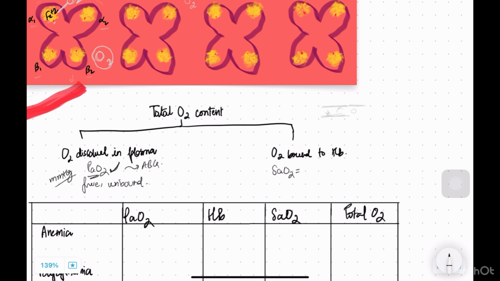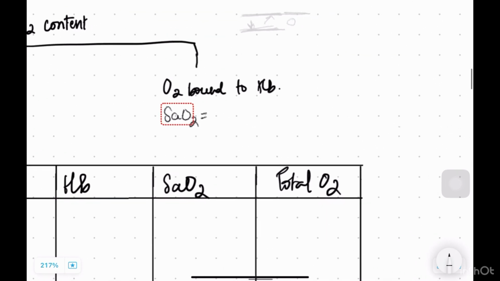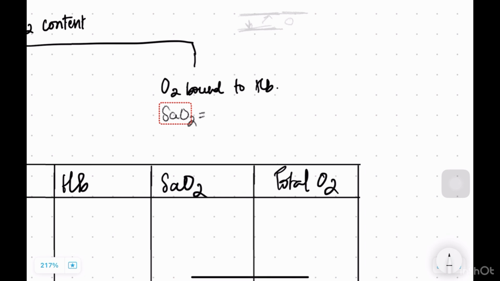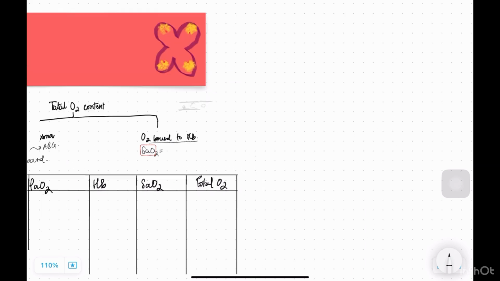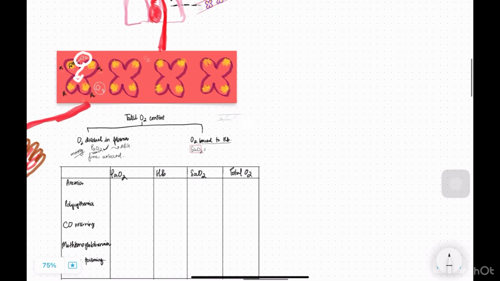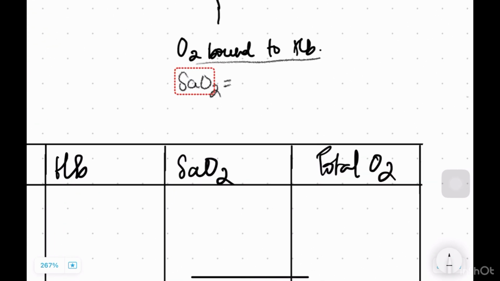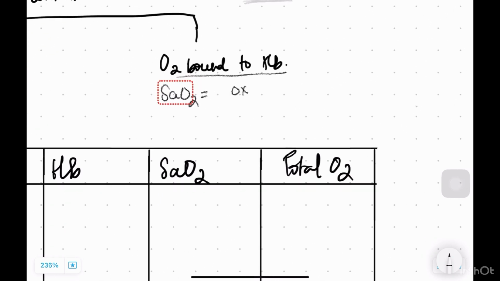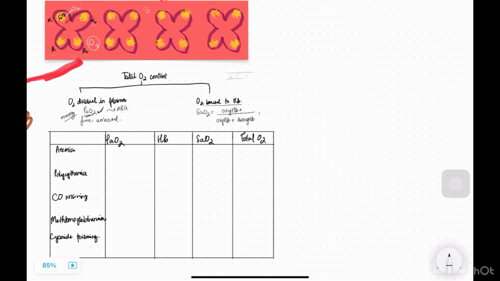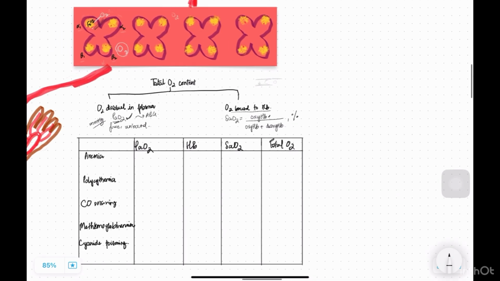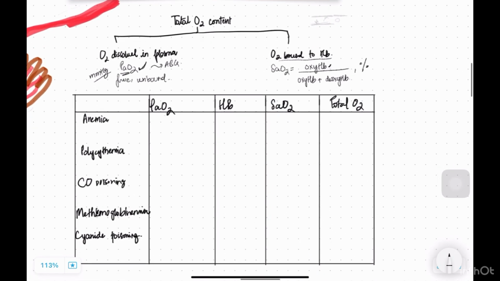This is basically a ratio. Saturation of oxygen is the amount of oxygen that is bound to hemoglobin. So this is oxygenated hemoglobin divided by oxygenated hemoglobin plus deoxygenated hemoglobin. It's going to be measured in percentage. So now that we've got that clear and out of the way, let's discuss what happens in different conditions.